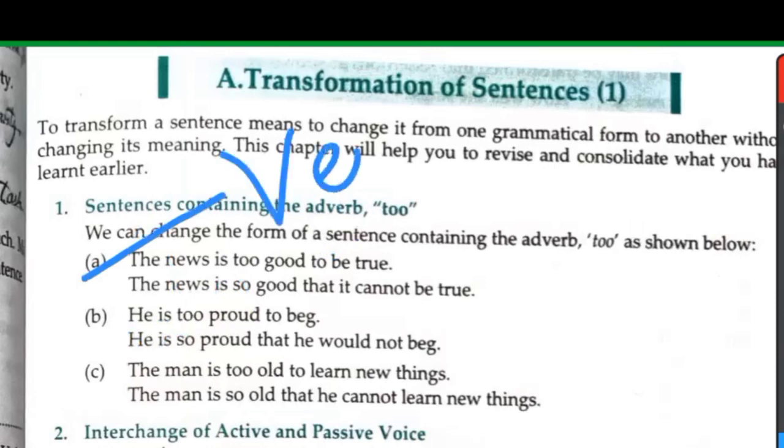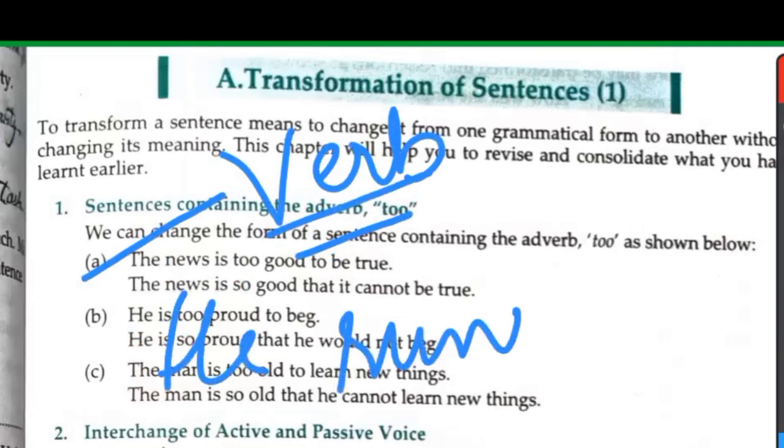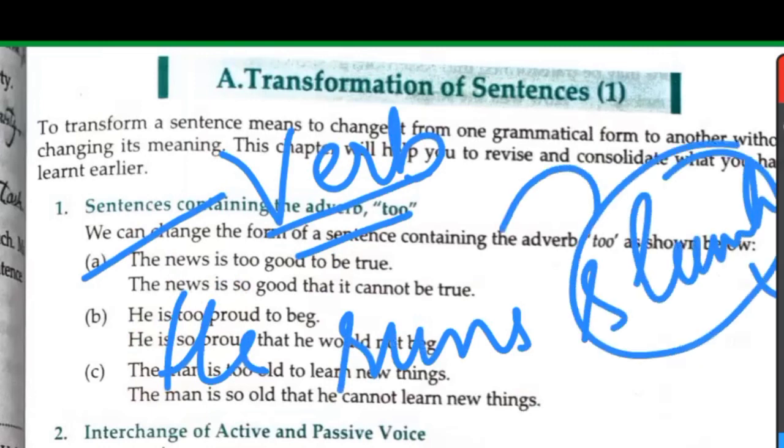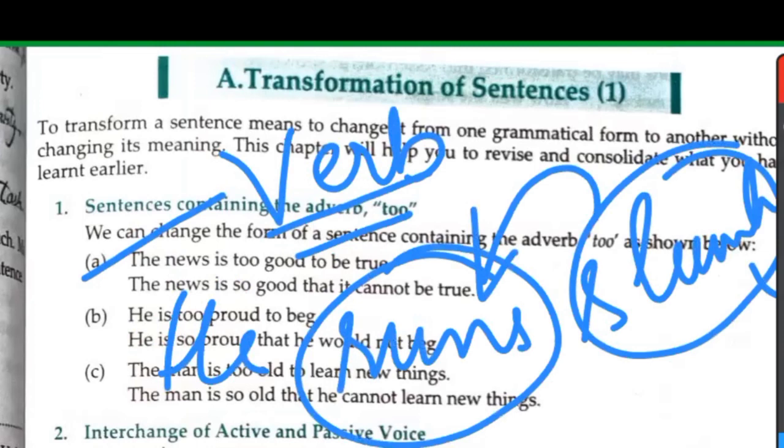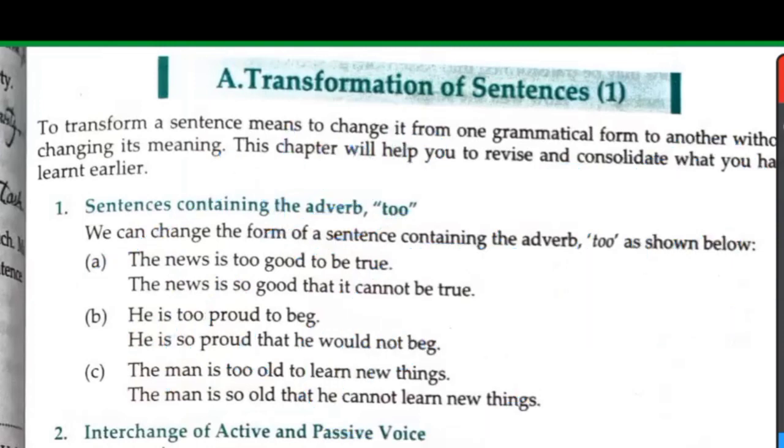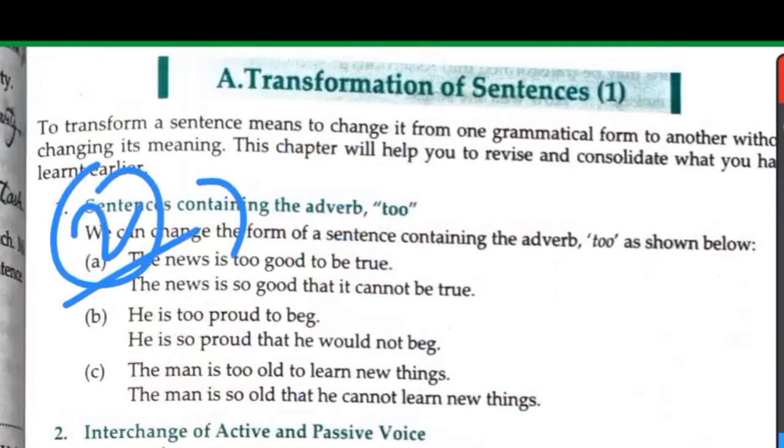I'll go with the first one. It adds something to the meaning of a verb, like he runs slowly. How does he run? He runs slowly. This word slowly adds something to the meaning of the action runs. So what is the second thing that it adds meaning to?